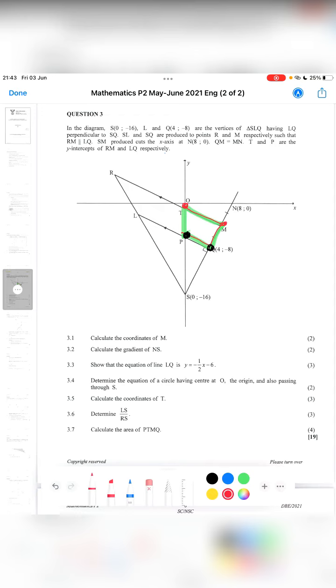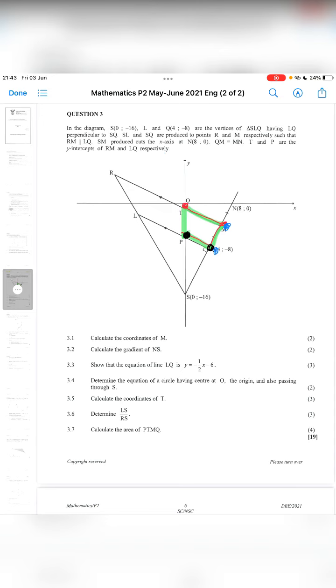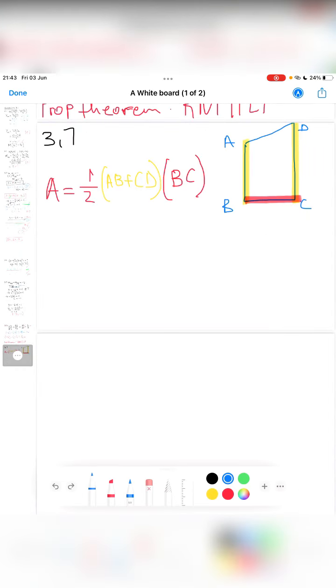Can you see? Hey, this is a lot of work. And still calculate for MQ. And then from there, you are going to substitute into that formula over there. So I'll just give you a final answer. The area that you must get has to be 25 square units. If you don't get this answer, then you've made a mistake somewhere.